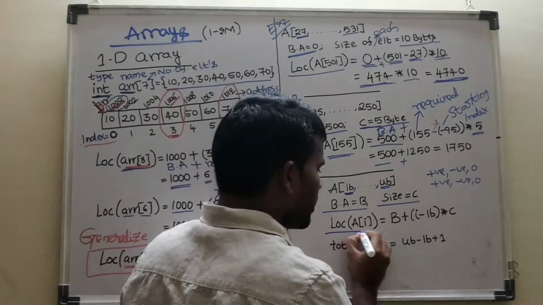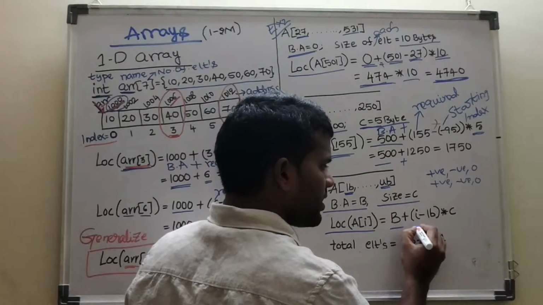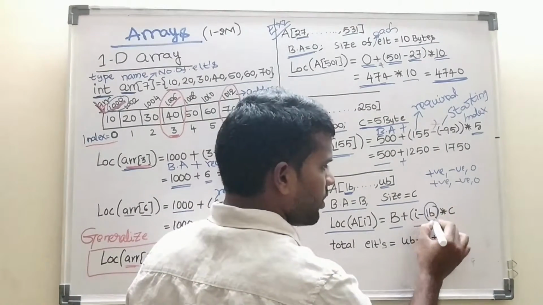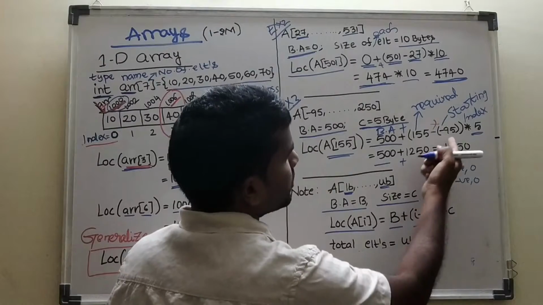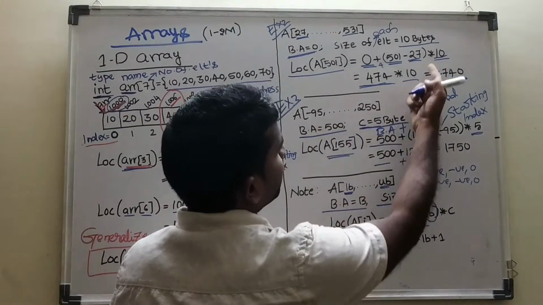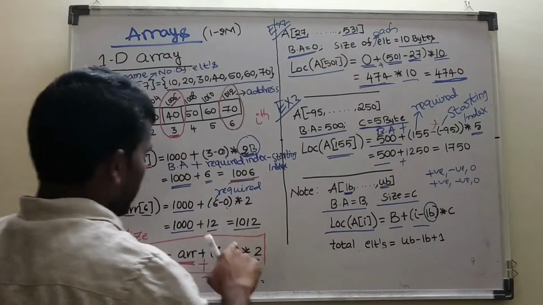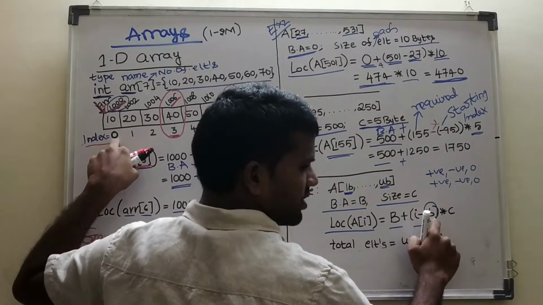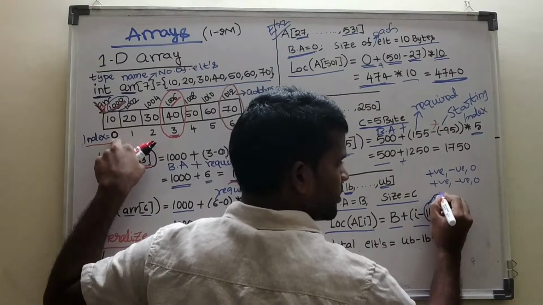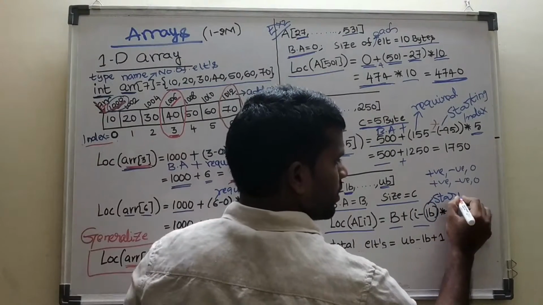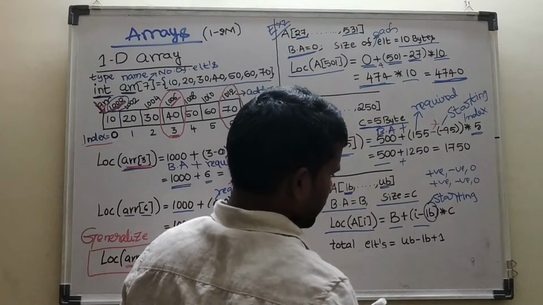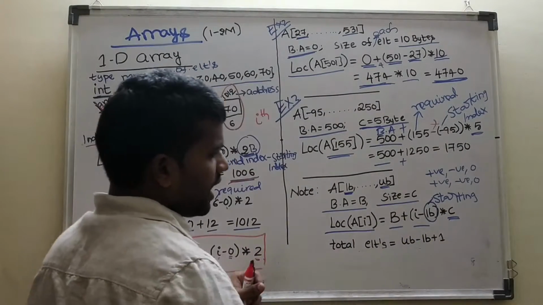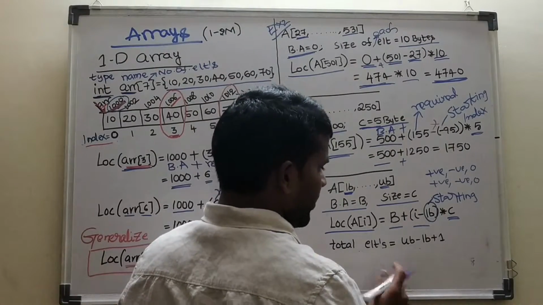Then what is the location of A? Base address plus required into lower bound. This is the lower bound. Till now we used that. See here 95, here 27. 0 is the index. This is the starting index. Lower bound is nothing but the starting index. And capacity, C is the capacity. So if you want to find out total elements, what are the total elements?